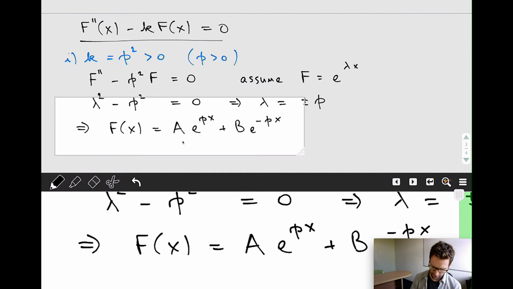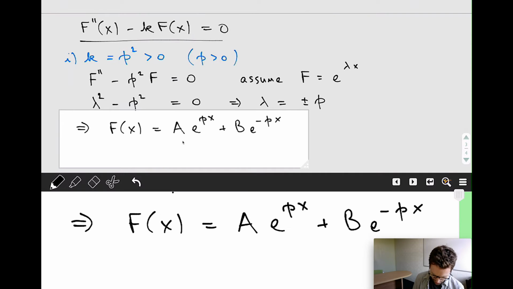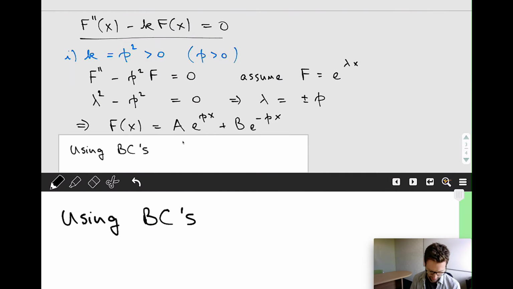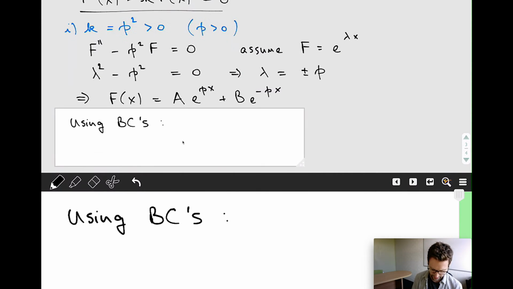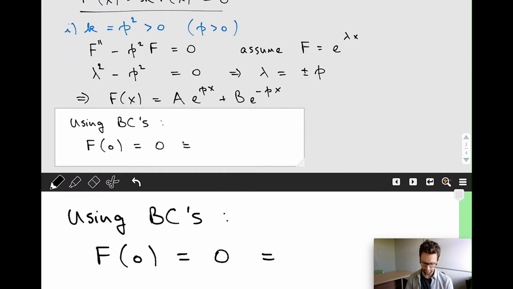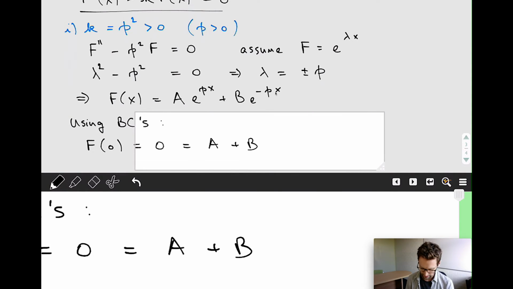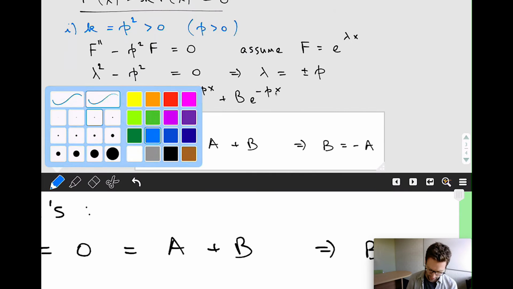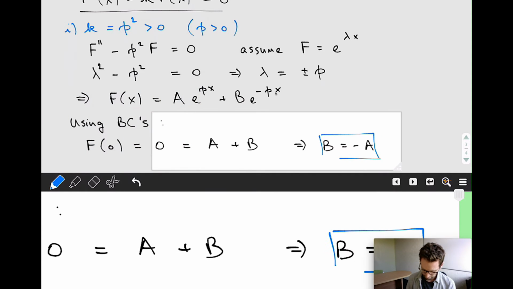Now, to figure out what those constants are, I'm going to have to use my boundary conditions. Using the boundary conditions at x is equal to 0 and at x is equal to L, I have that f at x is equal to 0 has to be equal to 0. Right? So let's substitute x is equal to 0 into this expression. I get a times e to the 0 is 1, plus b times e to the 0 is 1. So I get a plus b is equal to 0, which means that b is equal to minus a. So it eliminates b in terms of a.